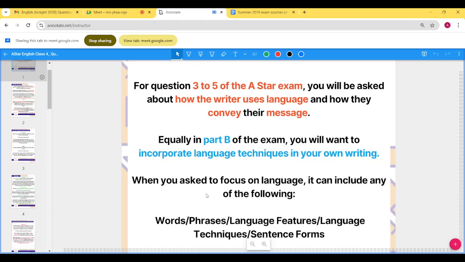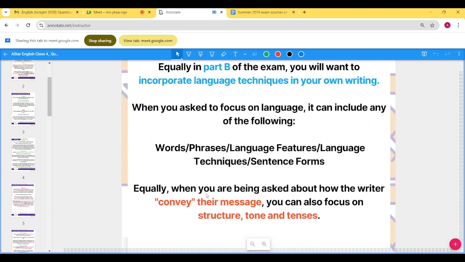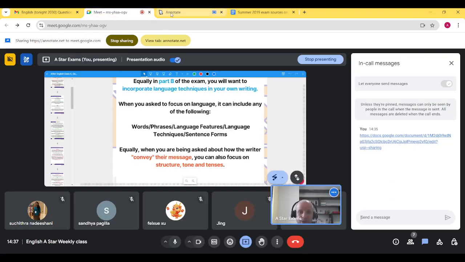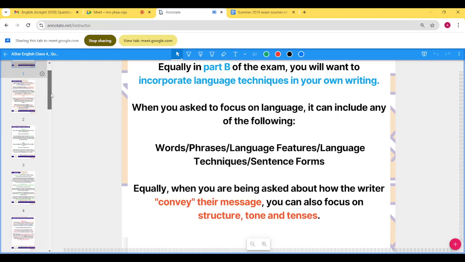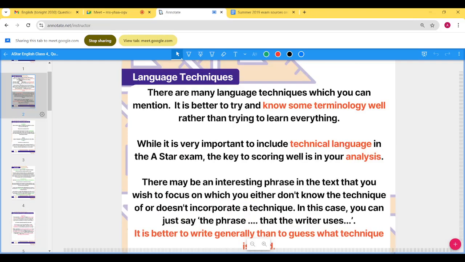And actually, as we get further on, and it focuses on how the writers convey that message, you can go further than this, focusing on the tone of a piece, possibly tenses, and even structure, how the piece of writing is put together, because often that's going to tell us a lot about a writer's message.